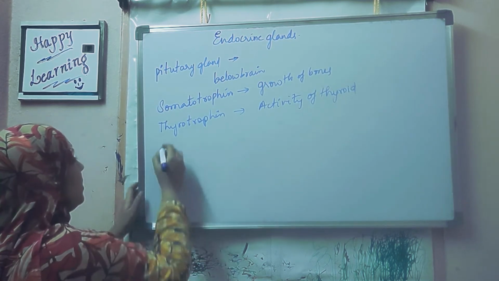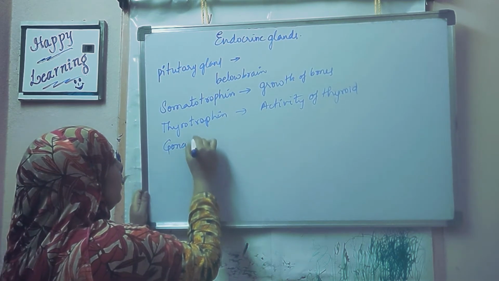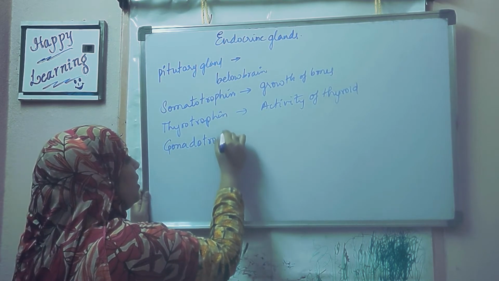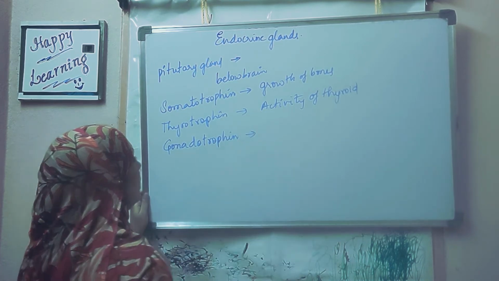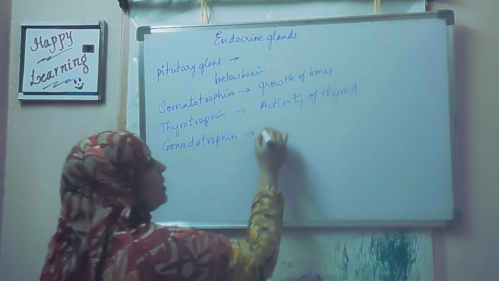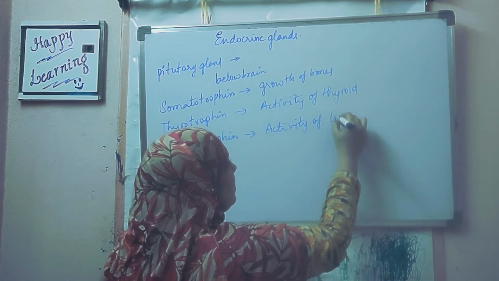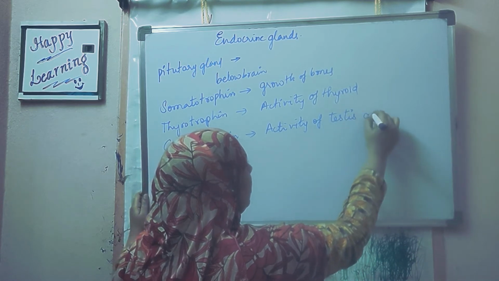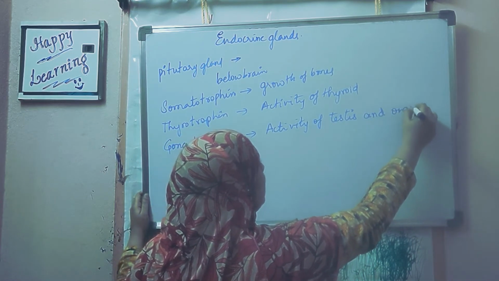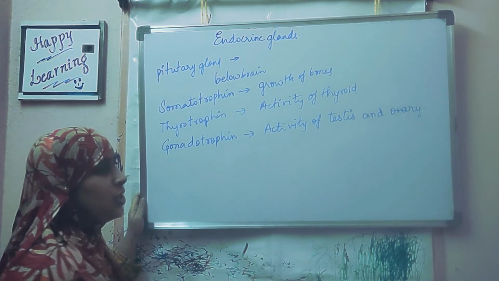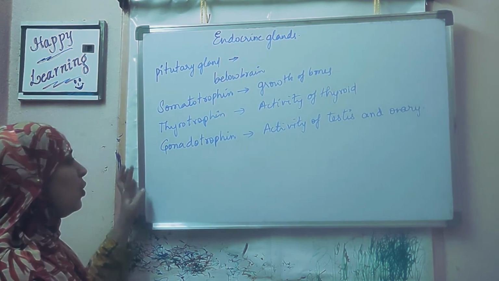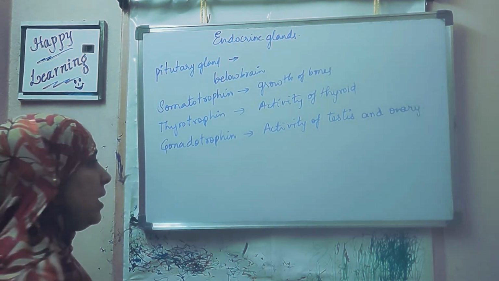Okay. Next, gonadotrophin. Gonadotrophin is a hormone that controls the activity of testis and ovary. We have already discussed what are their functions. For their normal functioning, gonadotrophin should be released.